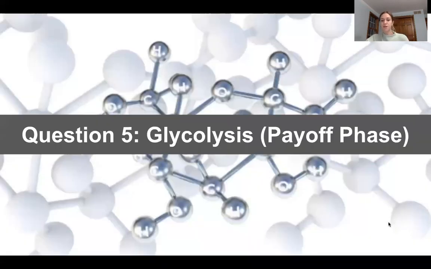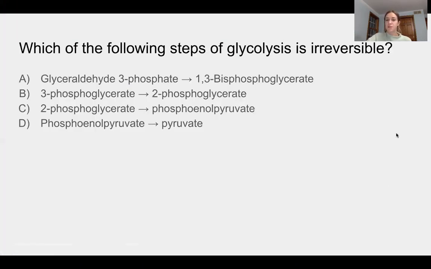All right, now we have our question number 5 regarding the payoff phase of glycolysis. Which of the following steps of glycolysis is irreversible? Take a minute here, pause the video, and unpause it once you've answered the question. Assuming you've answered the question, I'll reveal the answer now. The answer here is the step where phosphoenolpyruvate is converted into pyruvate.